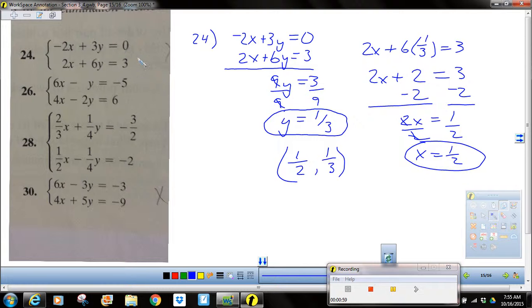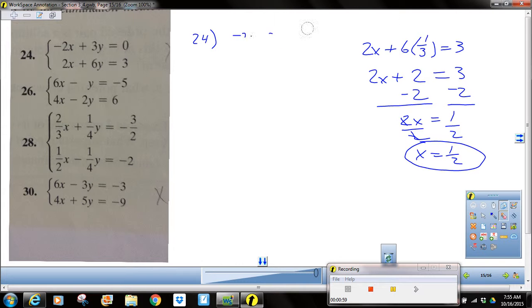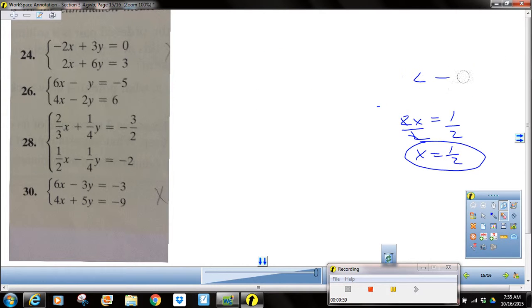See, graphing would not have been a good choice for that, because if we had graphed, it'd be really hard to tell exactly where 1/2, 1/3 was. More than likely, we would have thought it was 1/2, 1/2, or who knows what we would have thought it was. It wouldn't have been on grid points. All right, 26.